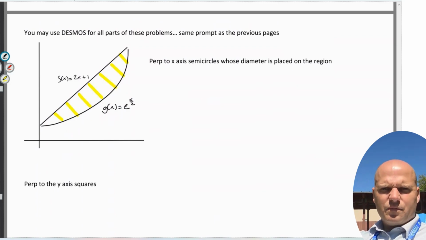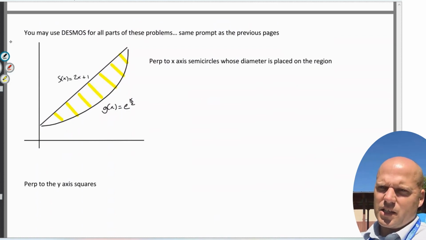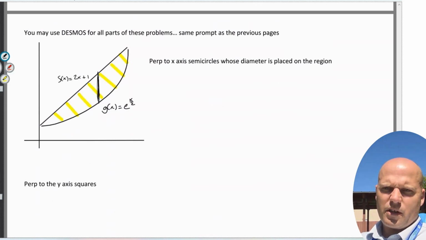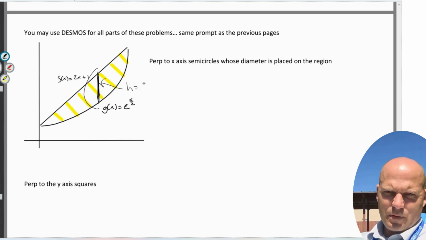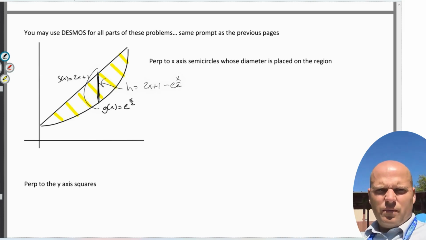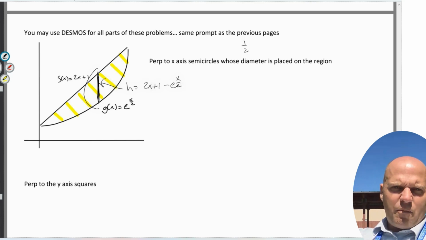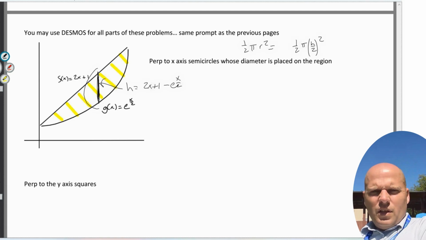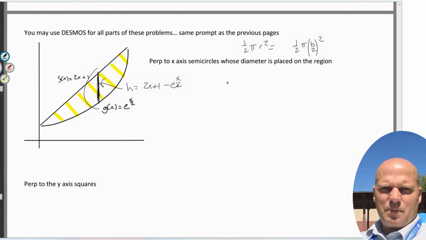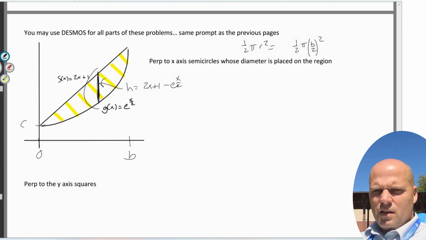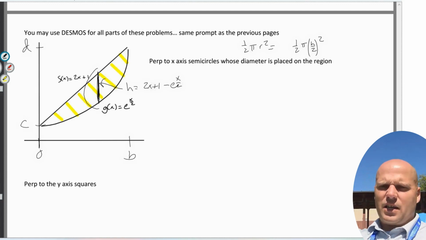All right, Desmos. Perpendicular x-axis. Semicircles. Here's perpendicular x-axis. There's a height. My height is going to be my top minus my bottom. Cool. Semicircle is 1/2 pi r squared, but r is h over 2, so it's 1/2 pi h over 2 squared. Easy to type in. I need to sum these up from a to b. This will be c and d. So let's go ahead and find some intersections.